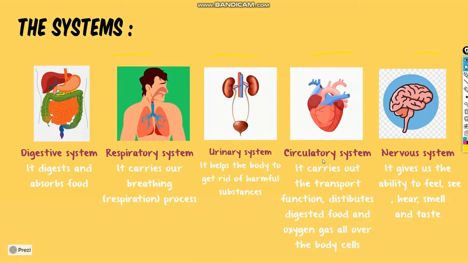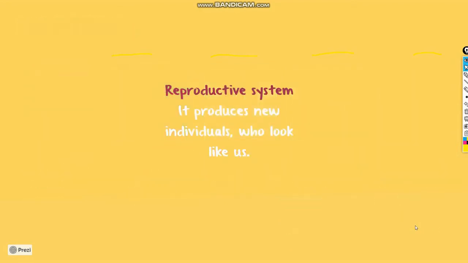Circulatory system. It carries out the transport function, distributes digested food and oxygen gas all over the body cells. So, the circulatory system is responsible for transport. Nervous system, which is the brain, obviously, gives us the ability to feel, to see, to hear, to smell, and taste. And last, we have the reproductive system. It produces new individuals who look like us.